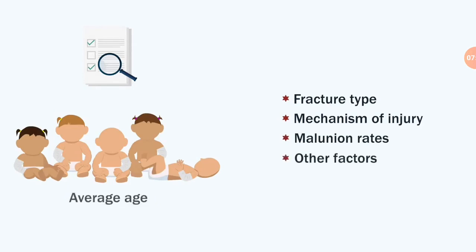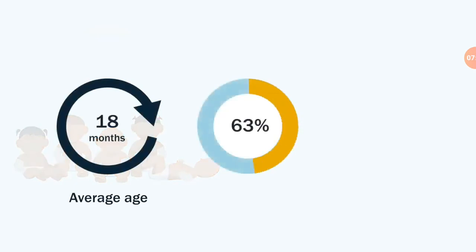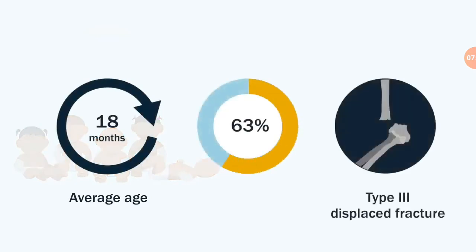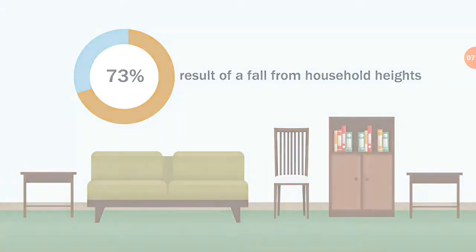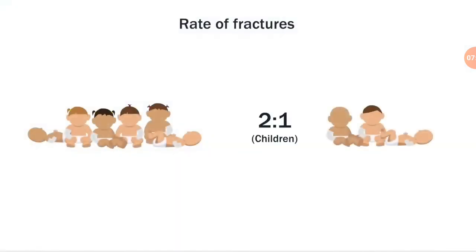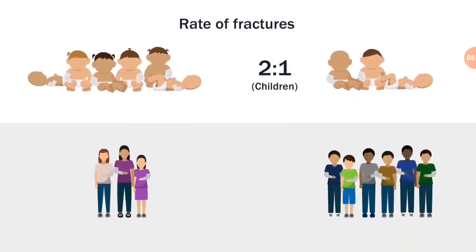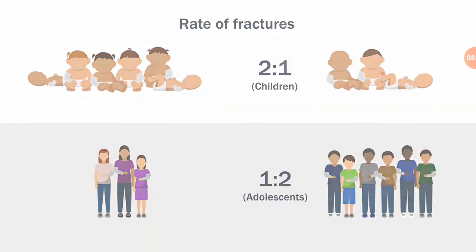They found that the average age at the time of fracture was 18 months, and 63% of the children had a type 3 displaced fracture. 73% of the fractures were the result of a fall from household heights. They also found that the ratio of females to males was 2 to 1, which differed from the data collected from older children, where fractures were more common in males.